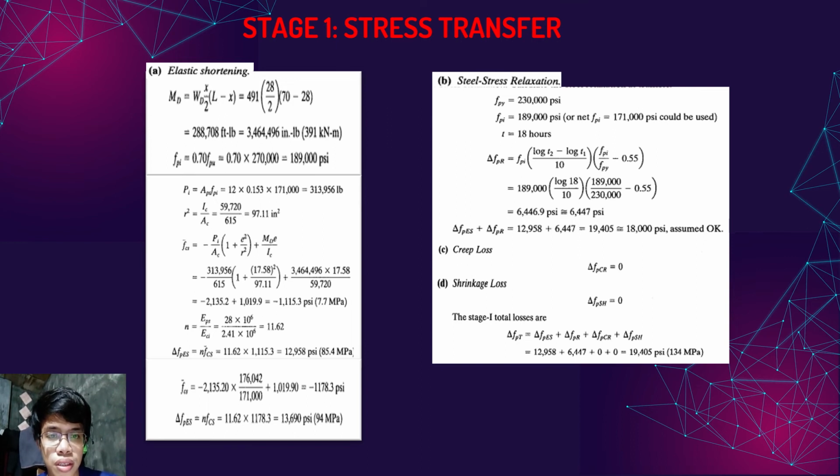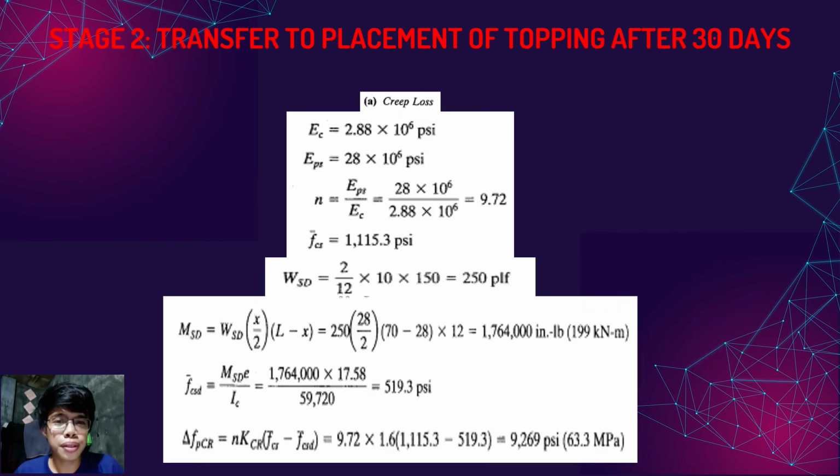So let us add the total loss from all those types of loss. So the stage one total losses, delta FPT, is equal to the pre-stress loss from the elastic shortening, from the steel stress relaxation, from creep and shrinkage. So that's 12,958 plus 6,447 plus 0 plus 0. Our total for stage 1 is 19,405 PSI. So continuing for the stage 2, that is transfer to placement of topping after 30 days.